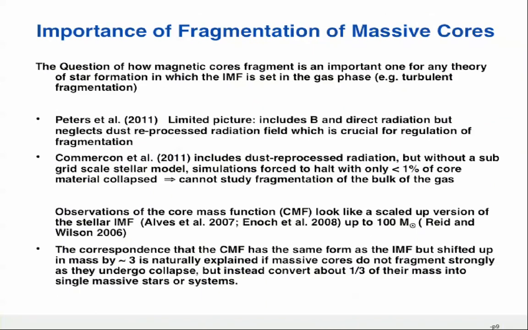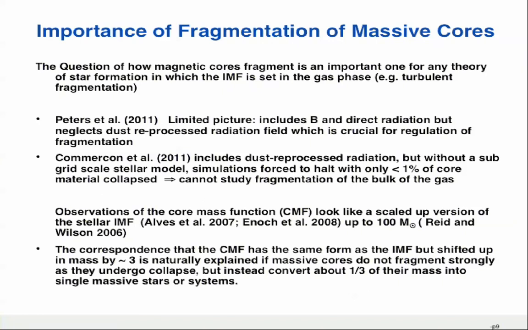Okay, then you get down to the core scale. The core scale is crucial in how it fragments. The question of how magnetic cores fragment is extremely important for any theory in star formation in which the IMF is set in the gas phase. Now, previous attempts to do this are limited pictures. In one attempt by Peters et al., they include the magnetic field and direct radiation, but they neglect the all-important dust-reprocessed radiation, and that's the radiation that's crucial for regulating how the fragmentation process works.